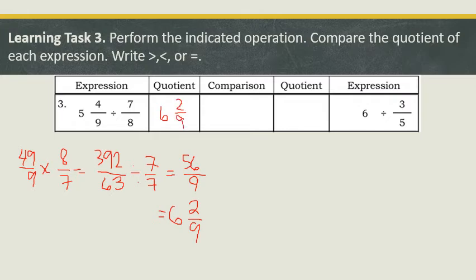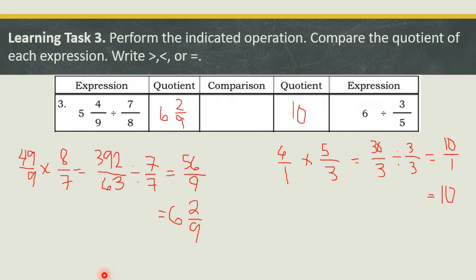Then, yung kabila naman, yung 6 ay magiging 6/1. Then, division, magiging multiplication. And yung 3/5 ay magiging 5/3. 6 times 5 is 30. 1 times 3 is 3. So, ito po ay pwedeng i-divide sa 3. 30 divided by 3 is 10. 3 divided by 3 is 1. And 10/1 ay equivalent sa 10.